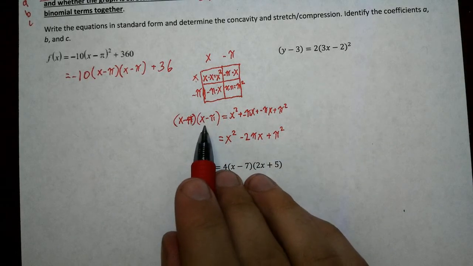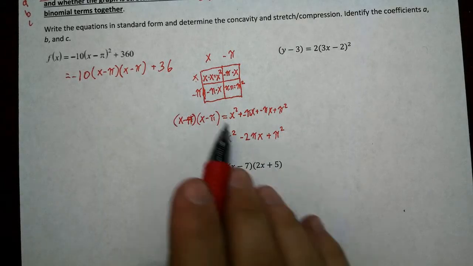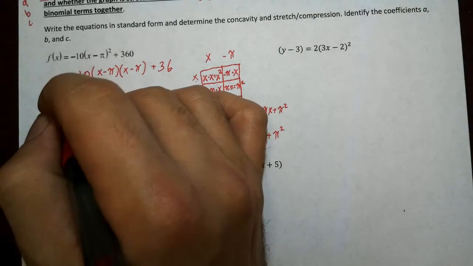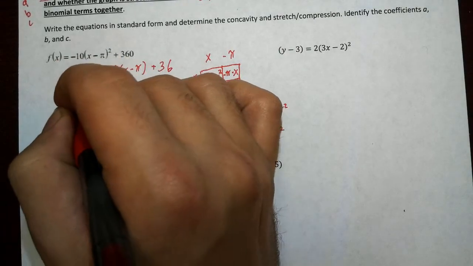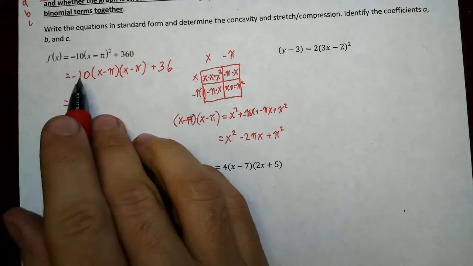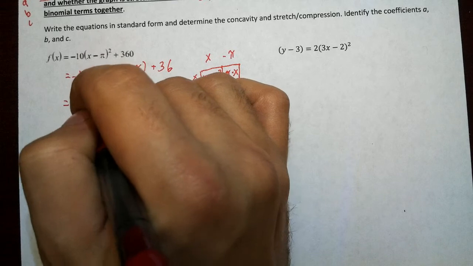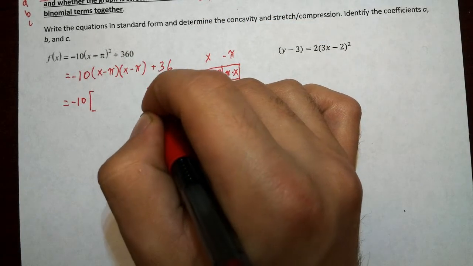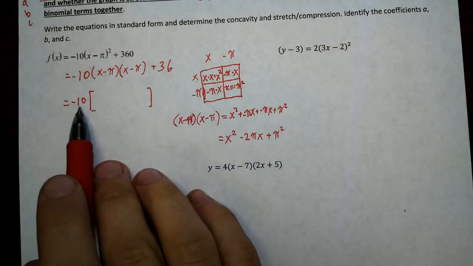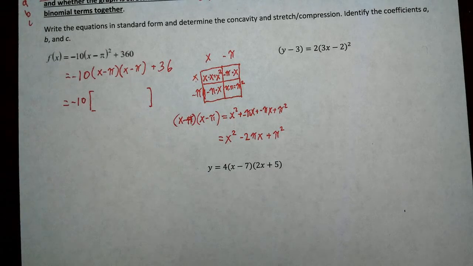So we can now go back into here and substitute that into there, and that's exactly what we're going to do. One thing we need to pay attention to is that negative 10 that's multiplying this. When we substitute this, we want to use brackets or parentheses to really emphasize that that negative 10 was multiplied to everything.